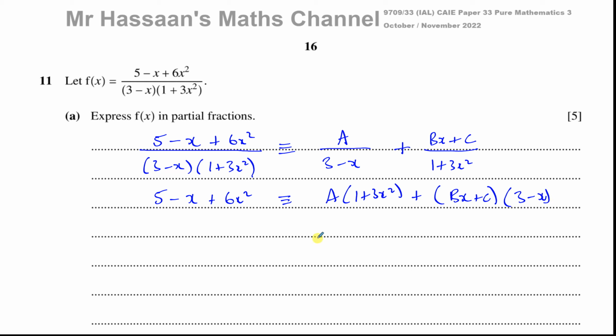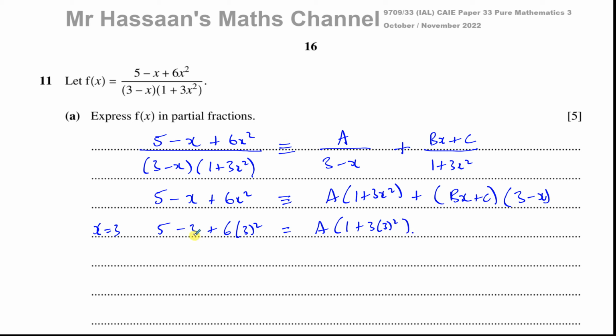That's basically what happens. Okay, now we want to find the values of a, b, and c. Now we can do this by a variety of methods. Now I think what we can do is start with, we can say let x equals 3. When you put x equals 3, why did I choose x equals 3? Because then this bracket becomes 0 and you eliminate the b and the c from the problem. You're left with something with just a in it. So if I replace x with 3, I've got 5 minus 3 plus 6 times 3 squared is equal to a times 1 plus 3 times 3 squared.